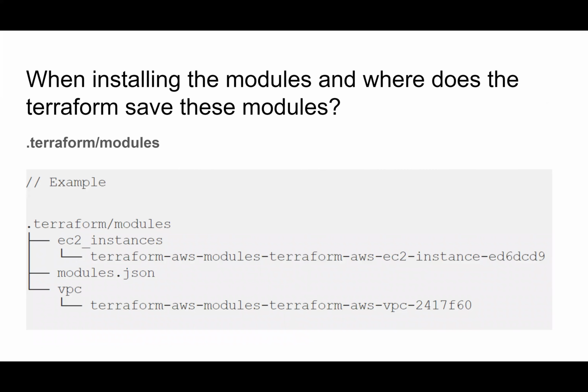When installing the modules, where does Terraform save these modules? Those are going to be placed in the .terraform/modules directory. Here's an example. We have the VPC module in here, and that's stored in .terraform/modules. You can also see we have EC2 instances as well.